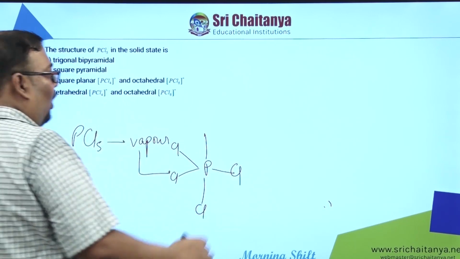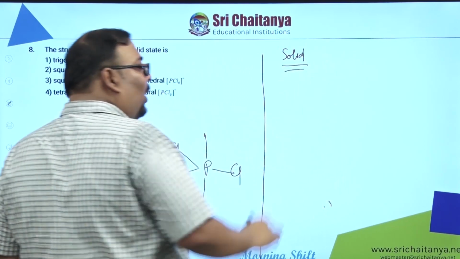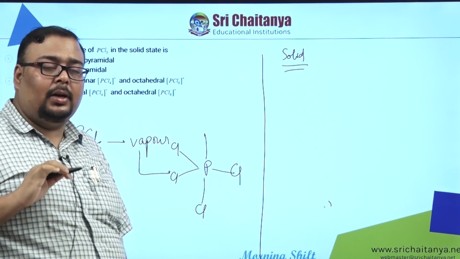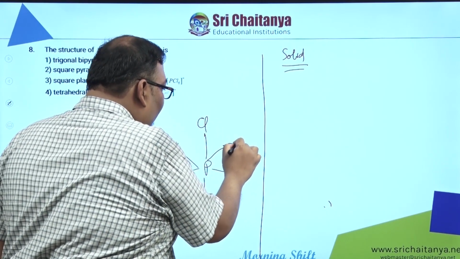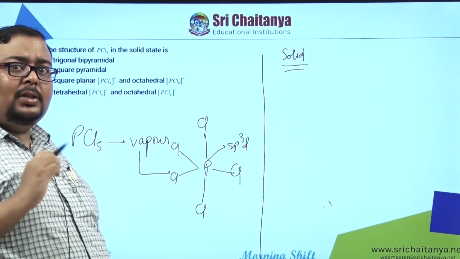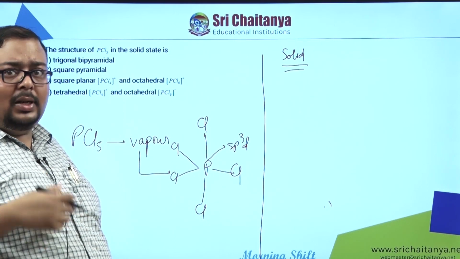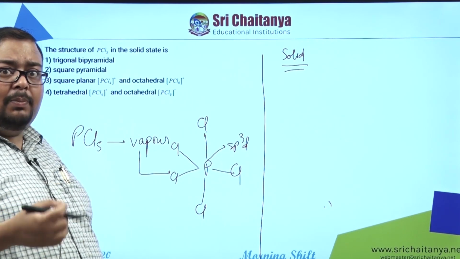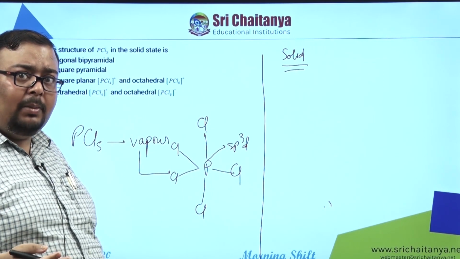But in solid state, it will exist in the form of ions which have uniform hybridization. PCl5 is sp3d hybridization, which is a non-uniform hybridization. Why? Because it has two different types of positions, the axial and the equatorial. We all know that the axial bonds are longer and equatorial bonds are shorter. That is why PCl5 in vapor state is sp3d, a non-uniform hybridization.